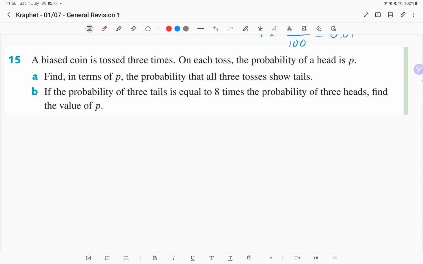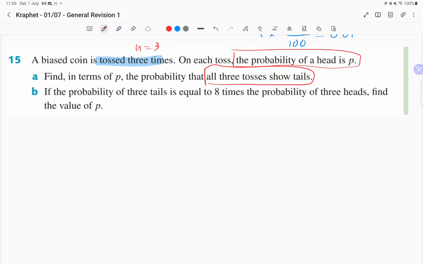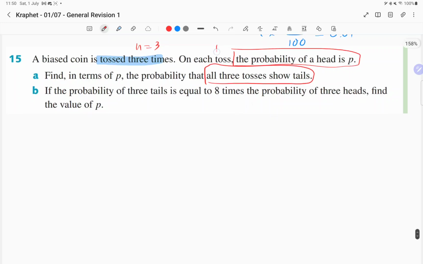So a biased coin is tossed 3 times. On each toss, the probability of a head is P. Find in terms of P the probability that 3 tosses show tails. Okay. Find in terms of P, all 3 tosses show tails. Right? Because it's only tossed 3 times, so then the number of trials is 3. When you see this probability on each toss, and then how many times it is tossed, so that's the P value. Right? When you see that, you think binomial distribution.